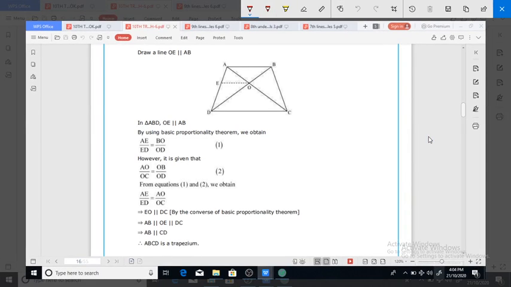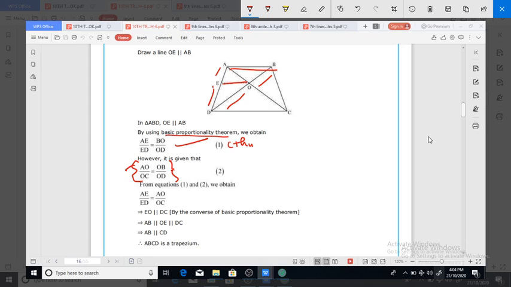If OE is parallel to AB, write the proportion by the basic proportionality theorem. AE by ED is equal to OB by OD. So it is written here by theorem 6.1, the basic proportionality theorem. Or it is in the given condition, that means it is in the question. So in the question, AO by OC is equal to OB by OD.